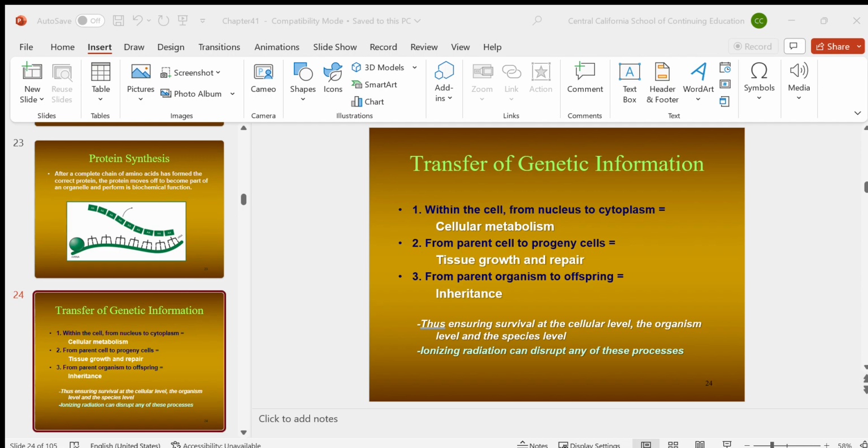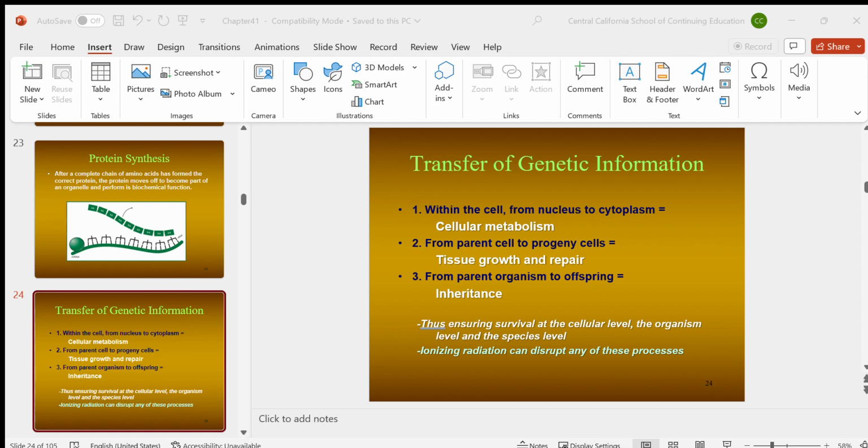So within the cell, the information, as you learned, is mirror copied and then transported outside of the nucleus, right? That's our cellular metabolic processes. The cellular metabolism is what does that, right? It takes and builds things from information contained within the nucleus. From parent to progeny cells, right?